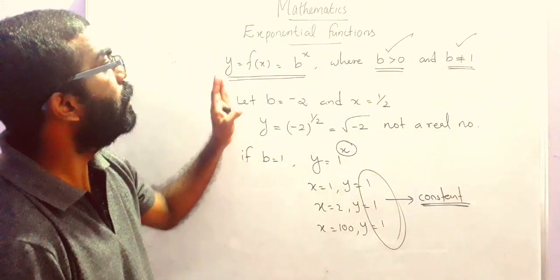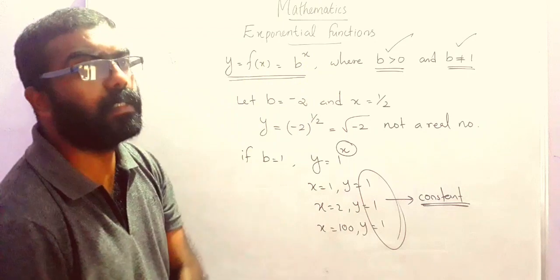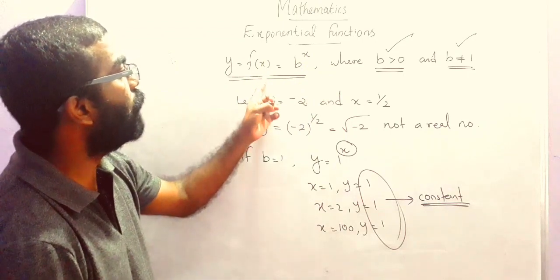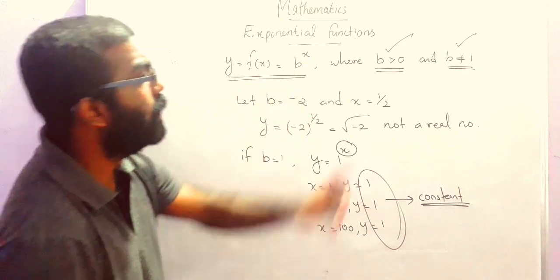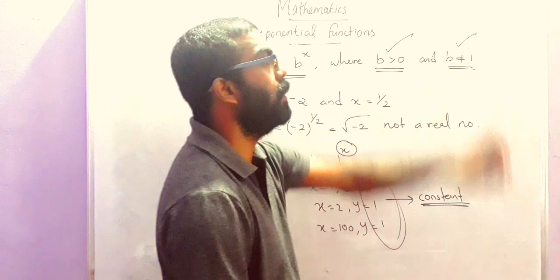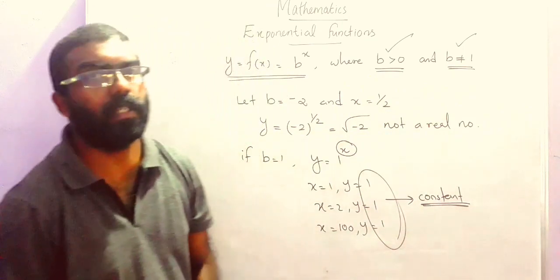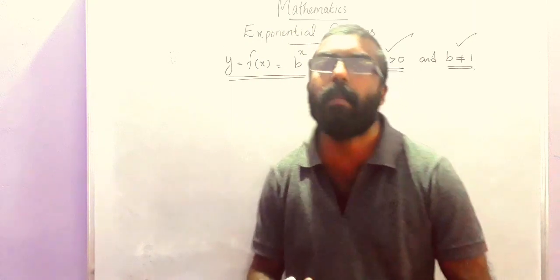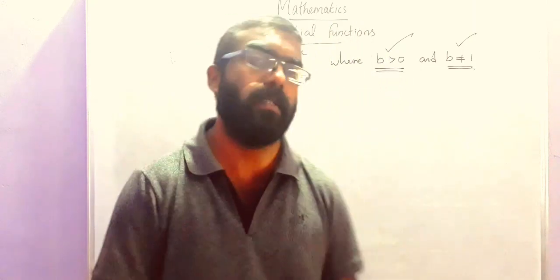So once again, exponential functions: the functions of the form y = f(x) = b^x, where the base b is greater than 0 and b is not equal to 1, are called exponential functions. Clear? Now we can talk about the domain and range of this exponential function.